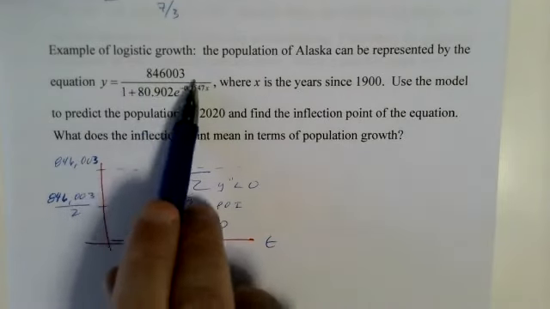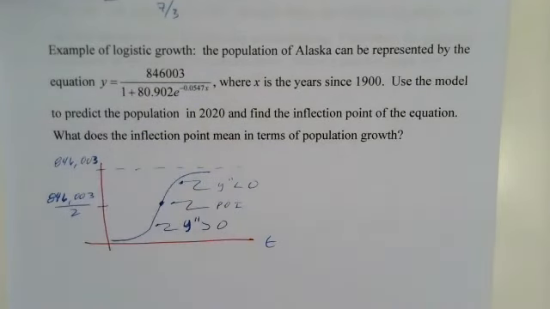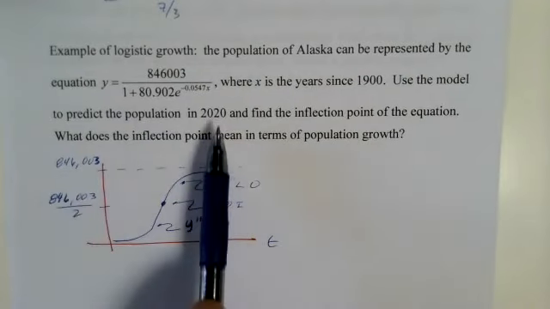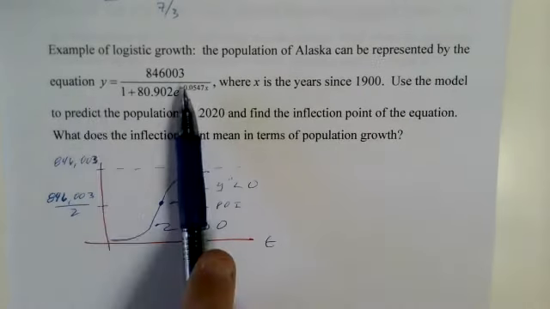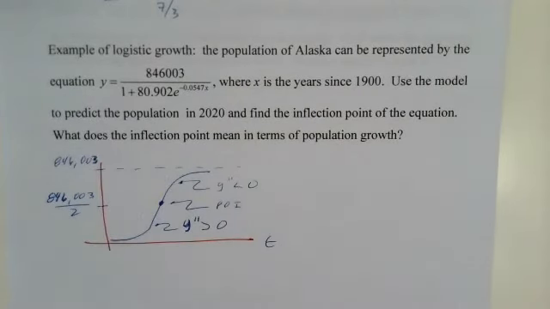But the only one you need to remember is just the max population. All right. It's never going to get up. If you plugged in 2020 in here, or 120 since 1900, you're going to get a number that's less than 846,000. And I would go through it, but we got to keep moving.